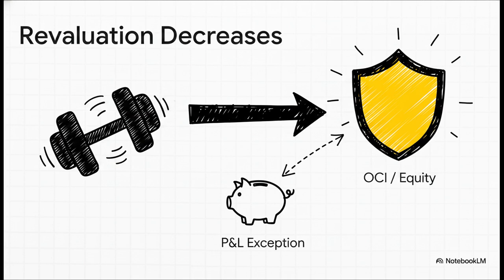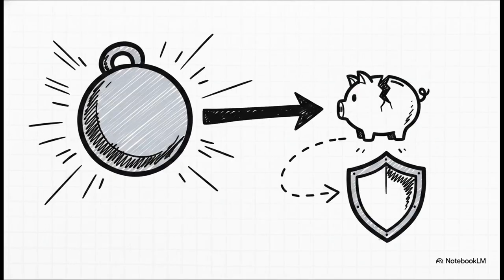Plus, if the decrease exceeds the carrying amount that would have been recognized under the cost model, then that excess also goes straight to P&L. What about the flip side? What if the cleanup estimate shoots up? Well, if the liability increases, then you recognize that hit immediately. Where? In profit and loss.